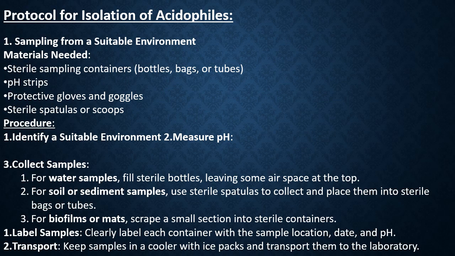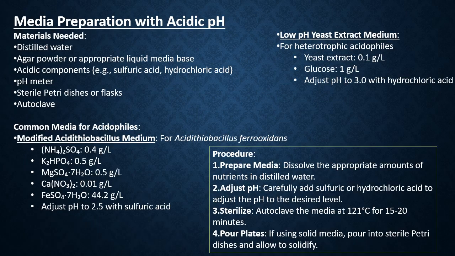Okay. For a water sample, you fill the sterile bottle, leaving some air space at the top. For soils or sediment, use a sterile spatula to collect and place them in a sterile bag or tube. For any biological films or mats, you scrape a small section and place it in a small sterile container. Then you label them properly. You put on the date, location, and the pH, and then you take them to your laboratory.